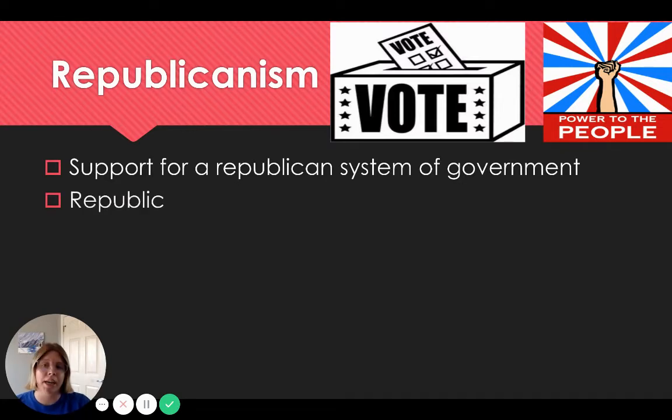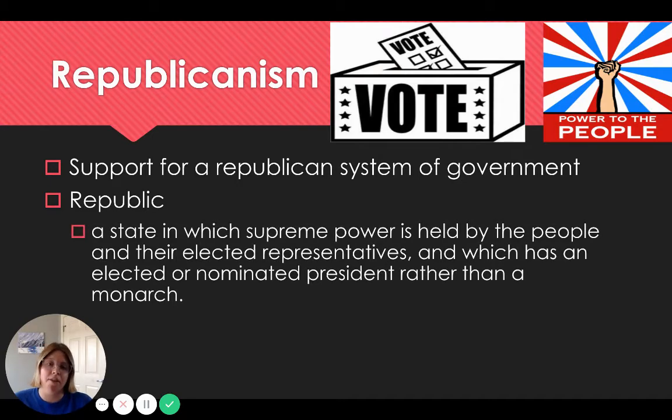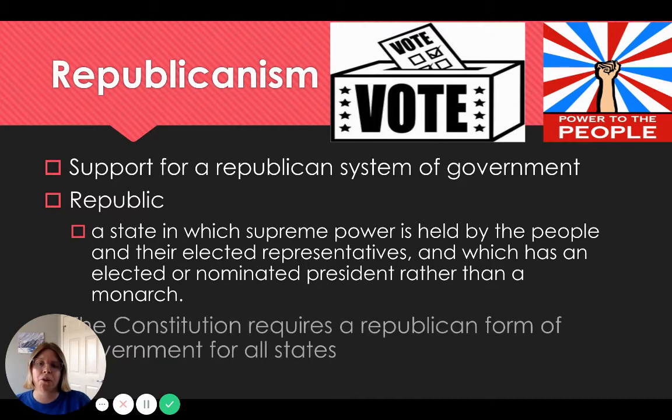So republicanism is just a support for a republican system of government. And a republic is basically just a type of government where you elect your representatives. So that's the type of government that we have in this country. We elect our senators, we elect our House members, we also get to elect our president as well. And so their job is basically to represent us and represent our needs. And if we don't like what they're doing, it's our job as citizens to vote them out and vote for new people that will make sure that we're being well represented and that our needs and interests are being met.